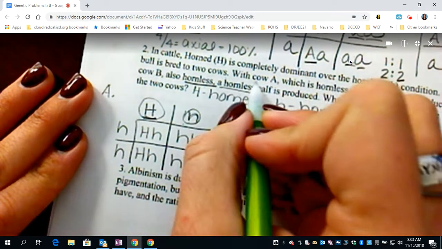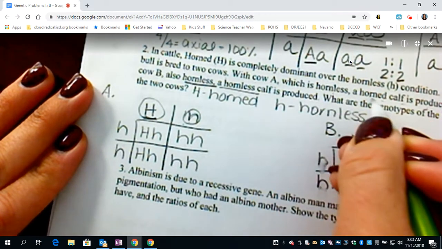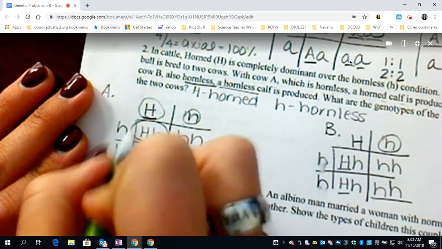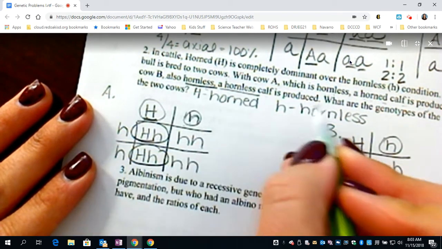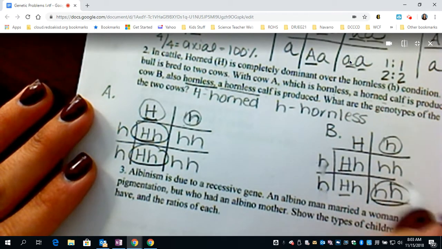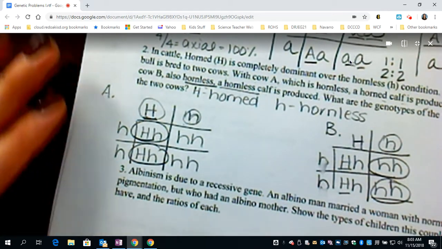In the first one, it says cow A, which is hornless, produced a horned calf. Well, we have a horned calf, so that's there. Cow B was also hornless, but they produced a hornless calf, and here's hornless. So we've met those criteria.